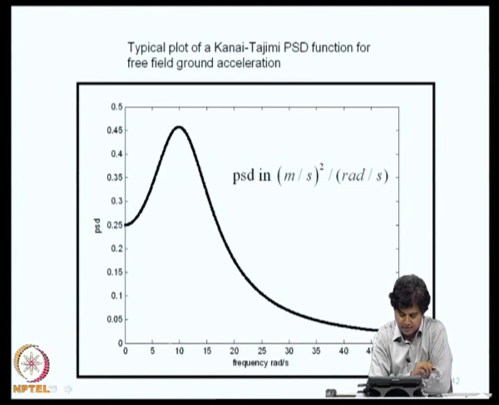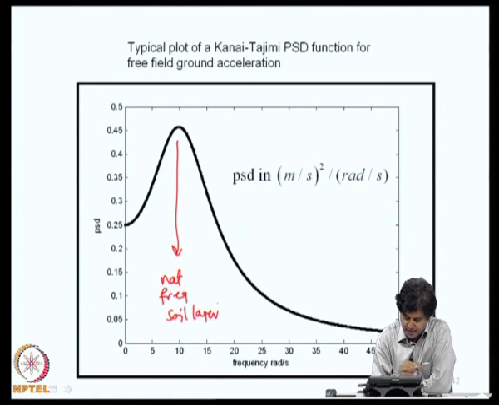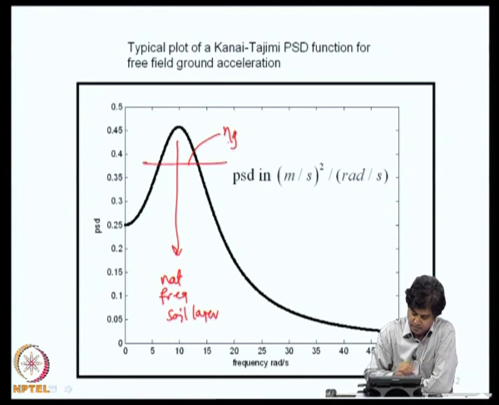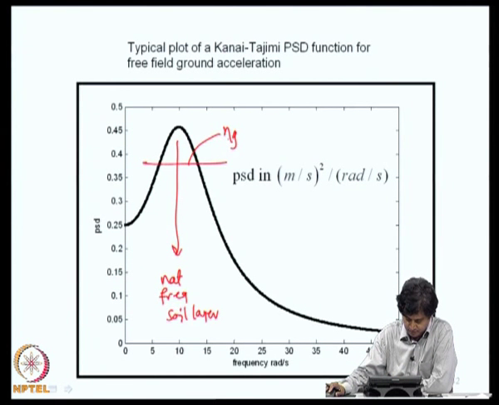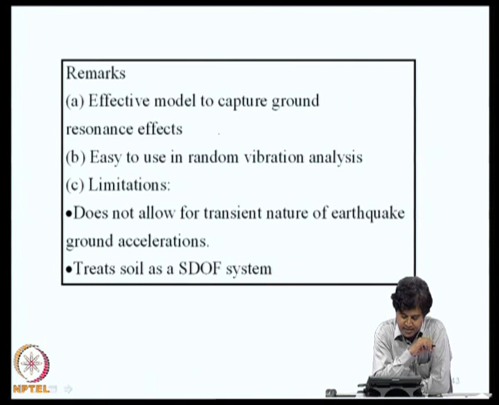Typically the power spectral density function appears in this form. It is unimodal, and this peak occurs at the natural frequency of the soil layer, and this bandwidth depends upon eta g, the damping in the soil layer. So, this power spectral density function essentially captures the possibility of ground resonance, because the system is modeled as a single degree of freedom system.